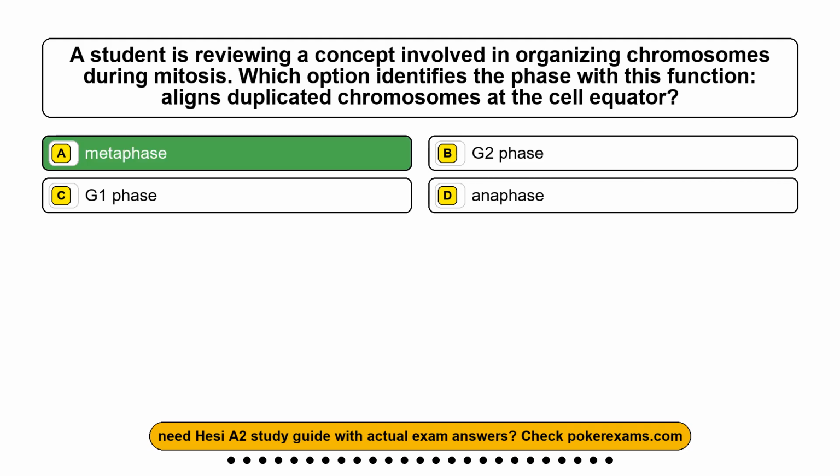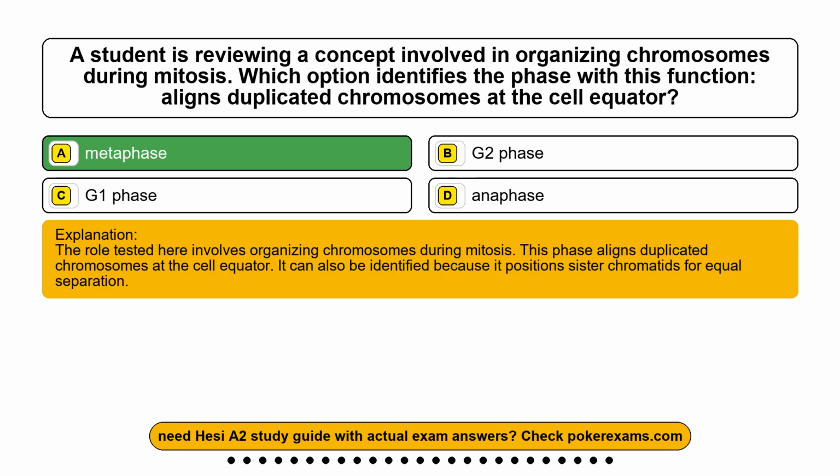The correct answer is option A, metaphase. The role tested here involves organizing chromosomes during mitosis. This phase aligns duplicated chromosomes at the cell equator. It can also be identified because it positions sister chromatids for equal separation.